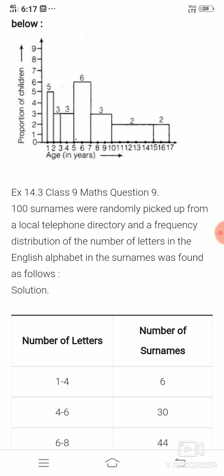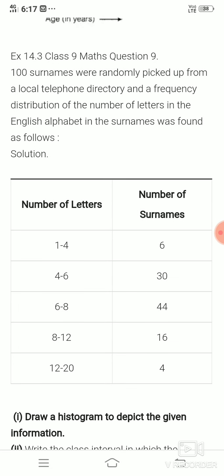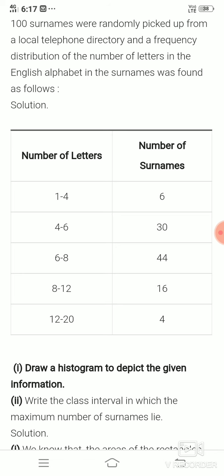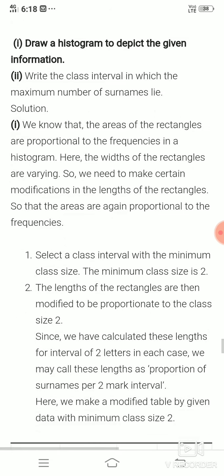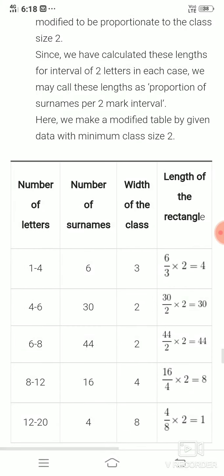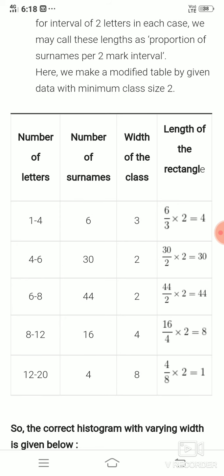Next question, surnames with number of letters 1 to 4 like that given. Draw a histogram for this information, right? For that, the classes are 1 to 4, 4 to 6, 6 to 8, everything 2, but 8 to 12 is 4, 12 to 20 is 8. So you need to change to an equal frequency. The number of surnames are 6, 30, 44, 16, 4. The widths of the classes are originally 3, 2, 2, 4, 8. You are going to introduce 2 units, so fix 2 units.